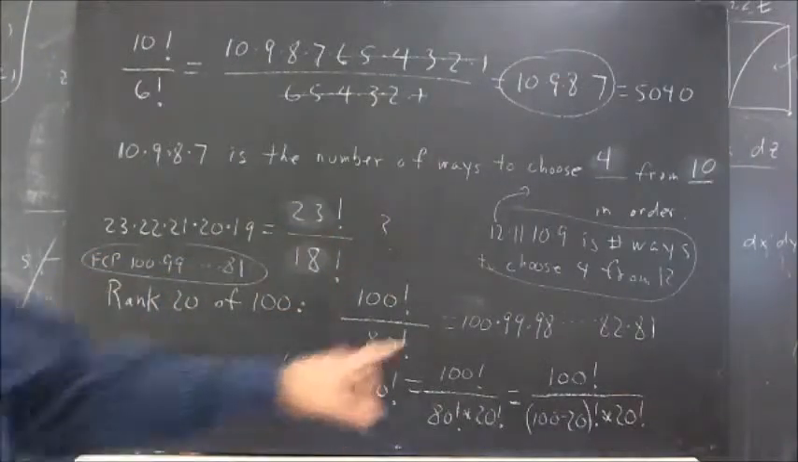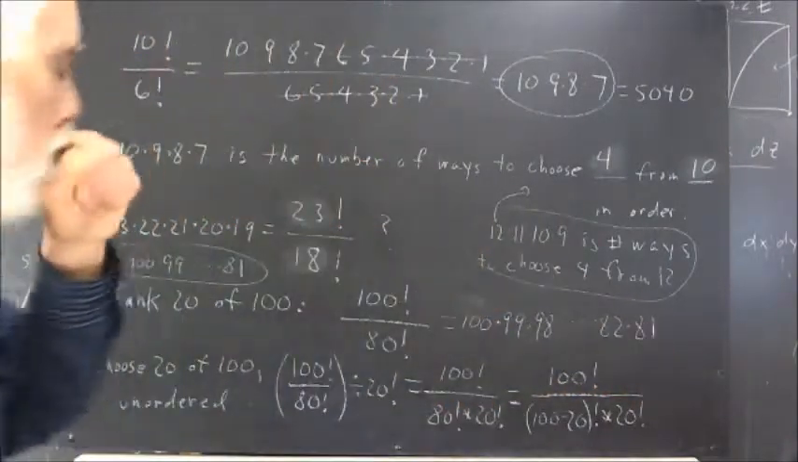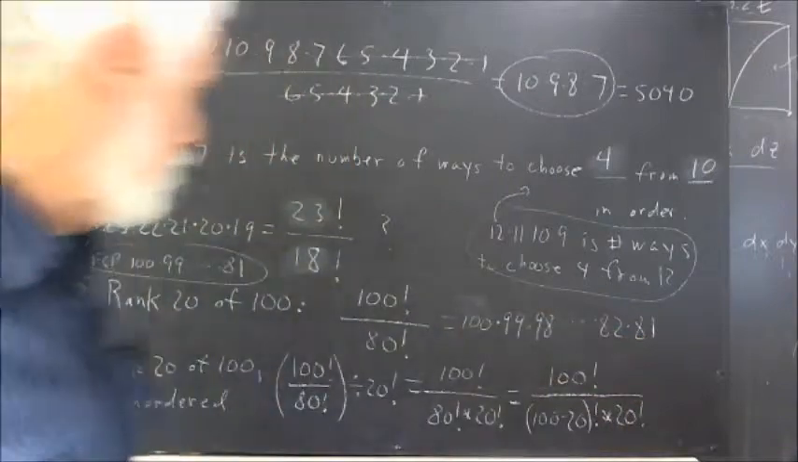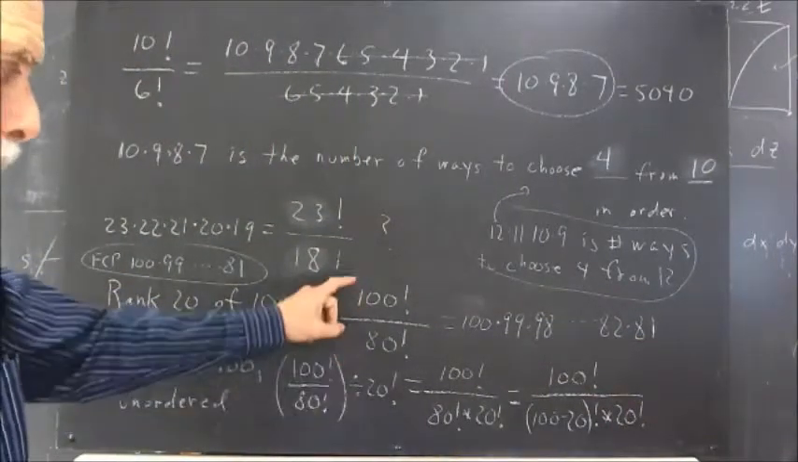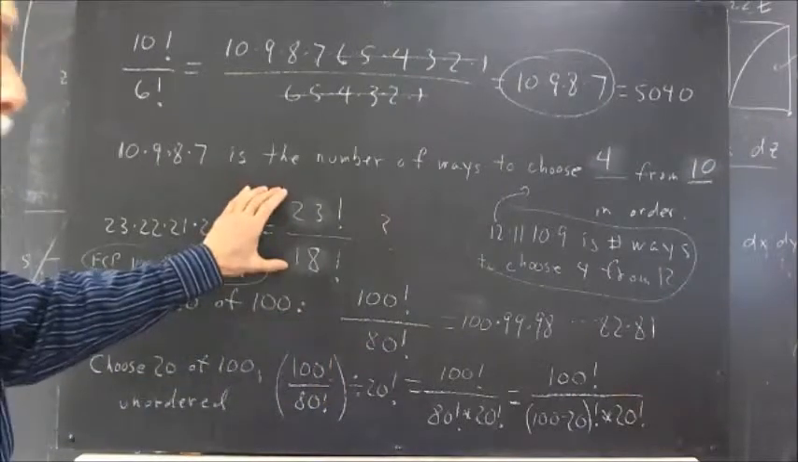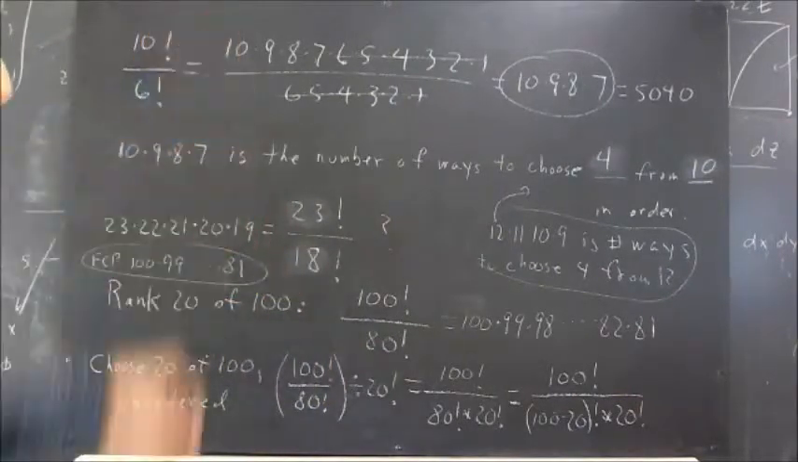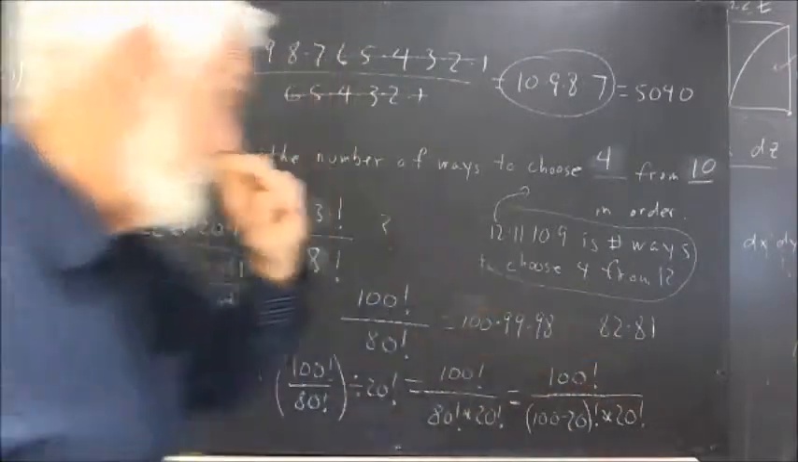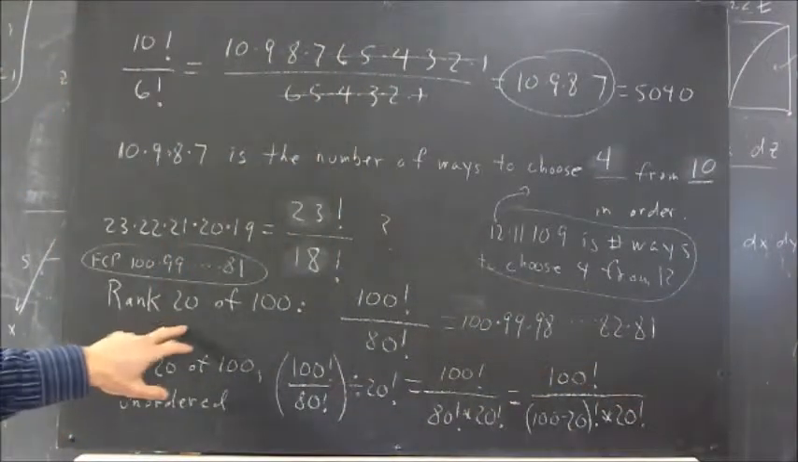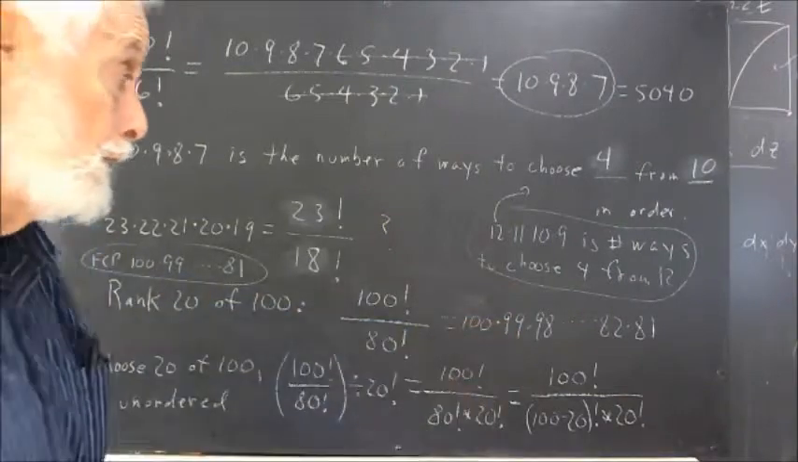Okay, to get that product, you would divide 100 factorial by 80 factorial, and the reason for that should be clear in terms of this example and other examples that we've seen. So that's the number of ways to rank 20 people out of 100.